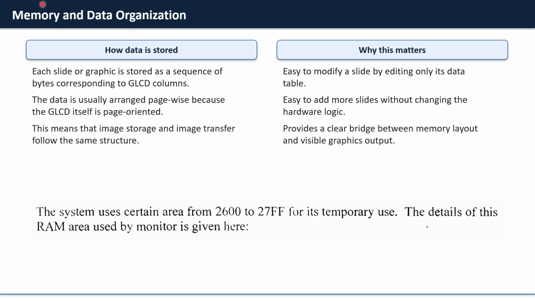Before that we should talk about the memory and the data organization too. One thing that I have taken care of here is from the manual. It was written in the manual that the system uses 2600 to 27FF addresses for temporary use, and these are configured as the monitor program, and we should not try to override the monitor program. This can cause real issues.